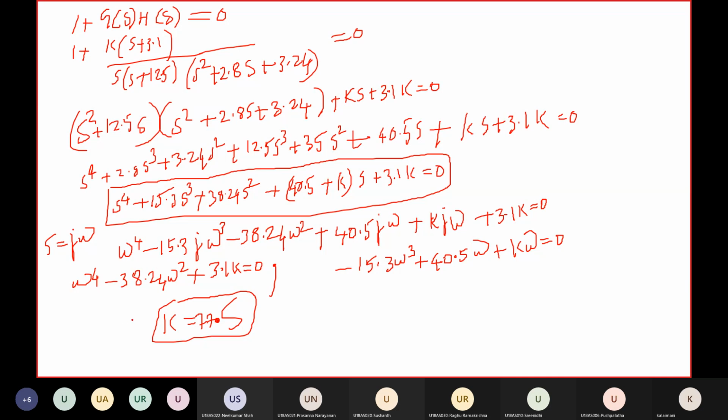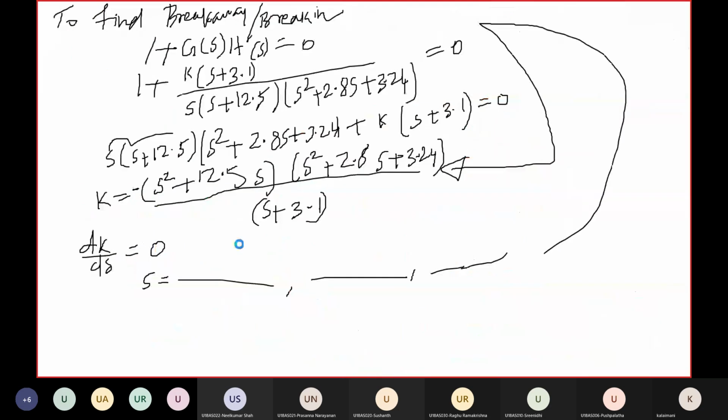So if you substitute this k value 77.5, then we find the omega values. So here omega power 4 minus 38.24 omega square, if you substitute the k value here, then we find the omega value. So you try to find out where the root locus branches cut the imaginary axis.